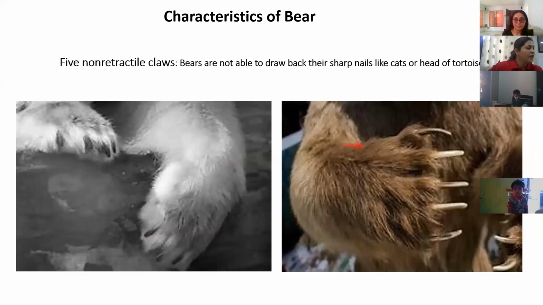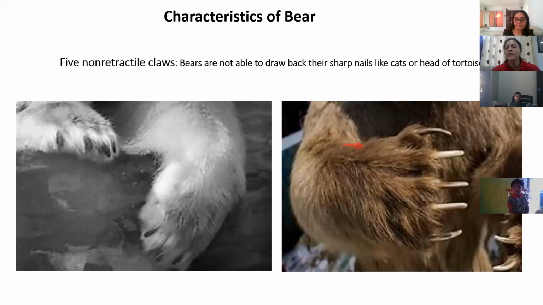Next, see the claws. Look at the claws of the bear. Oh my God, can we count the claws? 1, 2, 3, 4, 5. Like 5 fingers, they have 5 claws. And they have non-retractile claws. Now, what are non-retractile claws?